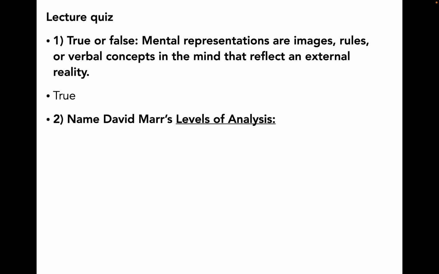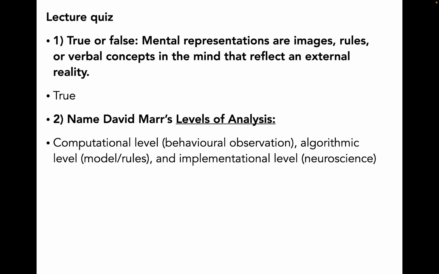Okay, name David Marr's 3 levels of analysis. So David Marr famously said that to understand any cognitive system, you have to study it on at least 3 levels. What are those levels? We have the computational level. And again, computational, don't get hung up on that word. Just think about behavioral observations, right? What is the system doing? What's it good for? Then the algorithmic level. So what's the model or rule that governs how the system operates? And then finally, the implementational level. What's the neuroscience, right? Because fundamentally, all of our cognition must come from the firing of neurons in your brain.